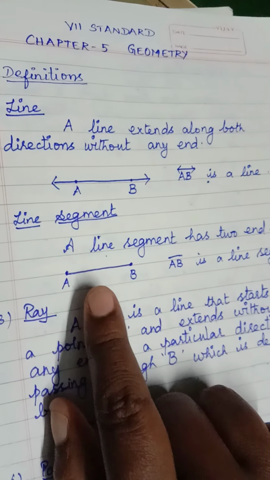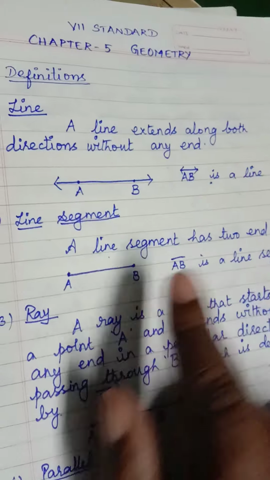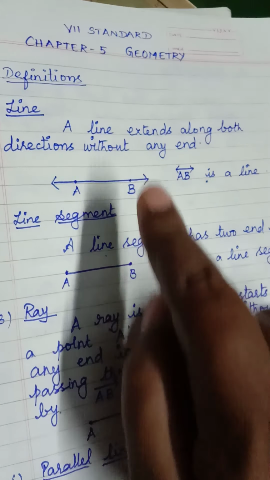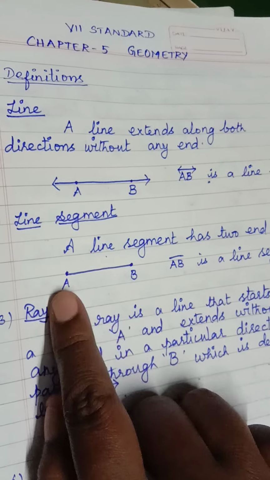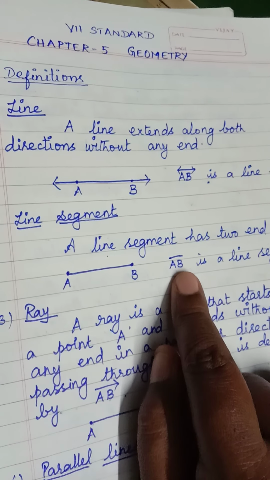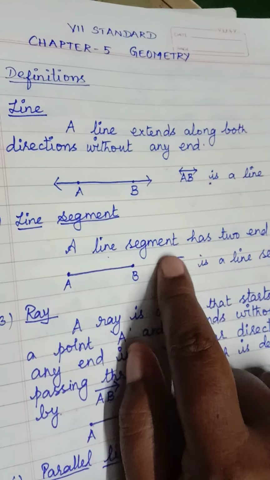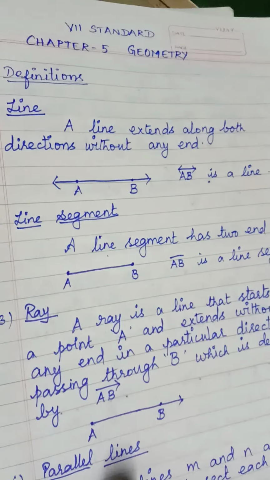Next, what is a line segment? A line segment has 2 end points. A line doesn't have any end, but a line segment has 2 end points A, B. And the symbol for this is AB. See the top, there is no arrow mark, so AB is a line segment.